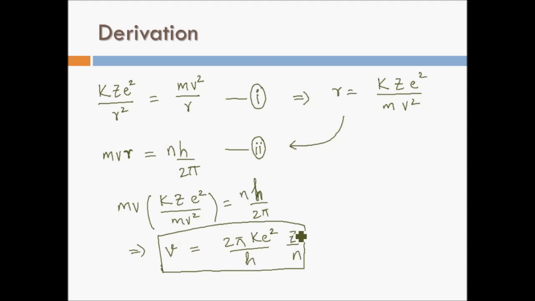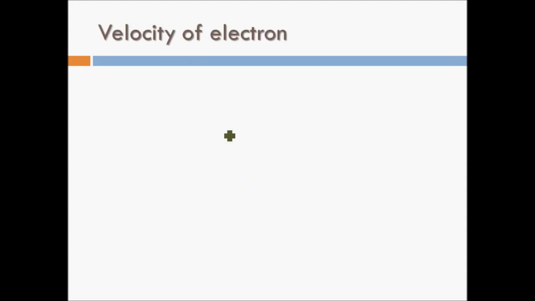If you like, you can remember this formula, though you don't need it for your school exams, but you will need it for any other competitive exams if you are going to appear for after your class 12th. So this is the velocity of electron. Now we know the formula for it. See that velocity is basically 2 pi k e square by h, and this into z by n.